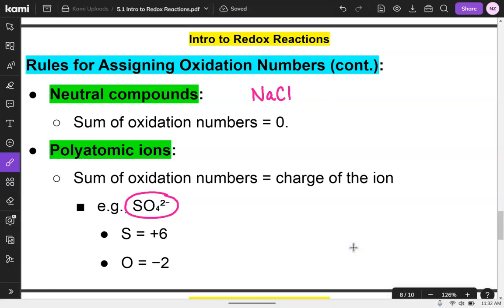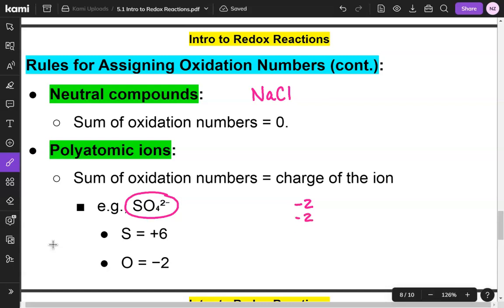So let me just go through the math here. We know that oxygen is -2. There's 4 oxygens, so -2, -2, -2, -2. And then I have sulfur. We don't really have a rule for sulfur because sulfur is in group 6. And I know that this has to be equal to -2. So if I add up all of the negatives, that gives me -8. So in order for sulfur to make this statement true, it would have to be +6.